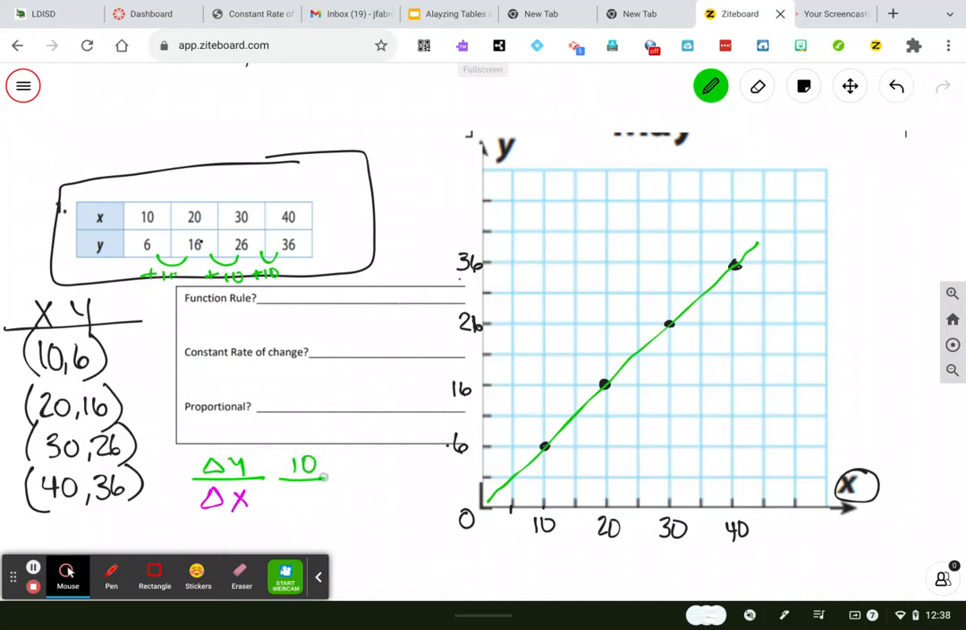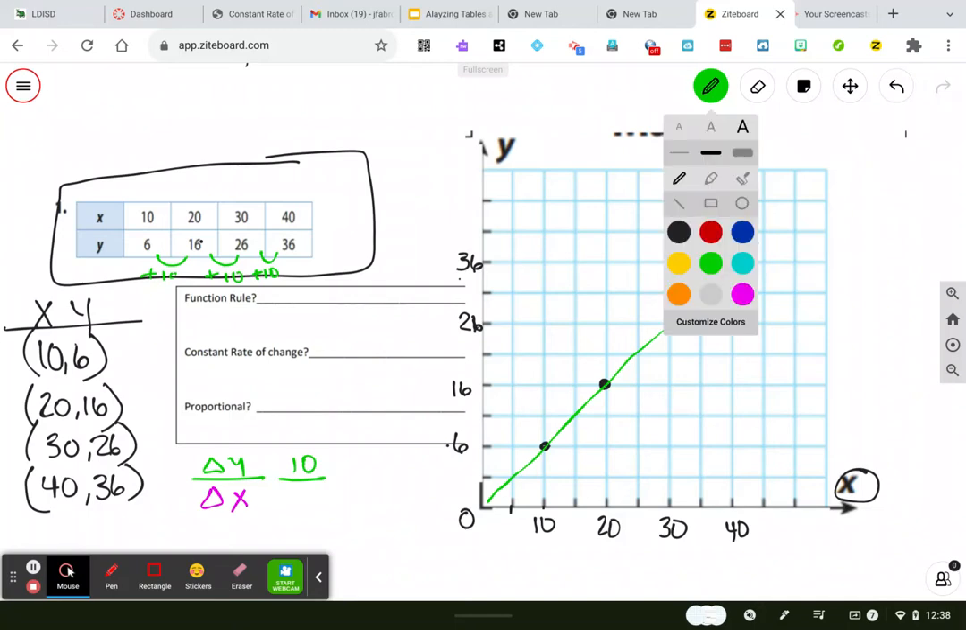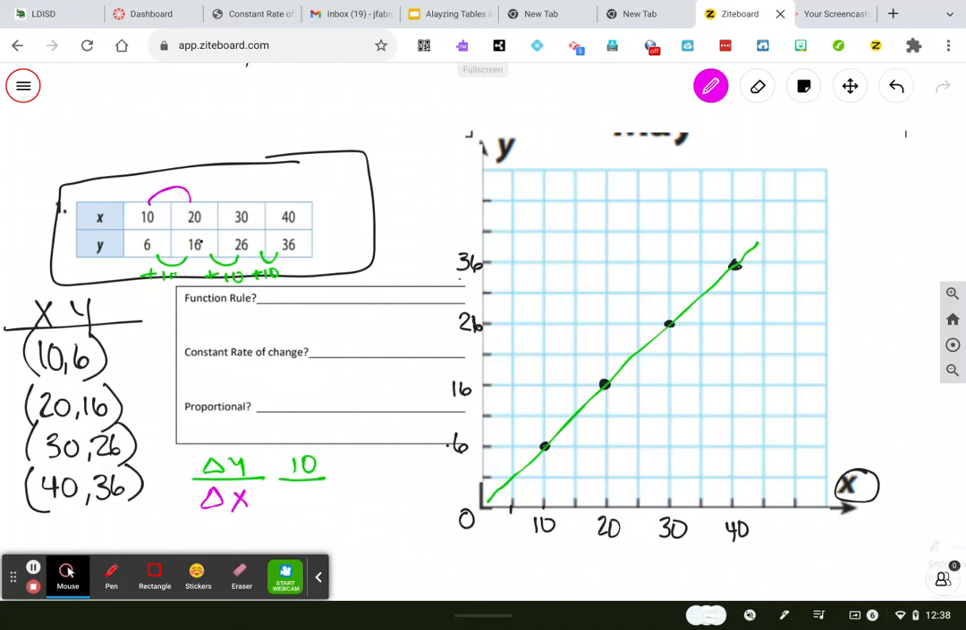It is 10. Now, do not assume that when you do the first numbers that it's changing by 10 for everybody else. In this case, it does. You have to check all the numbers because there may be a number thrown in there that proves that this is not an actual true line. So you need to make sure that all of these are the same value. Okay, so we've done the change in y. Now it's time to do the change in x. Well, 20 minus 10 is 10, and 30 minus 20 is 10, and 40 minus 30 is 10. So the change in x is also 10.